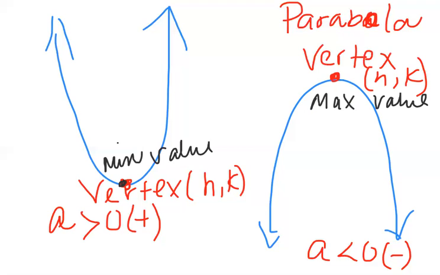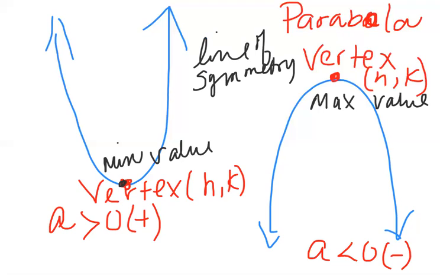Now, next, these graphs are symmetrical, guys, okay? They have a line of symmetry or axis of symmetry. Now, the axis of symmetry or the line of symmetry goes straight through the middle of the graph, guys, okay? And it breaks up the graph into two identical halves.